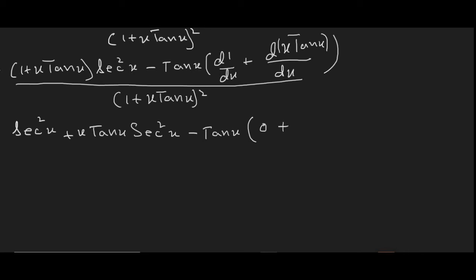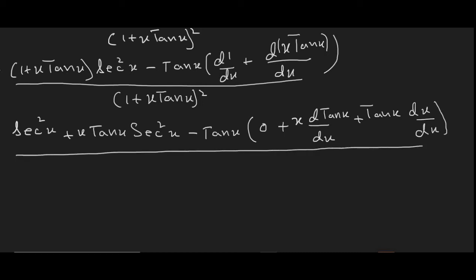plus, now we are going to apply the product rule here because x into tangent x, these are two different functions, so x will remain as it is. We take the derivative of the tangent d by dx, which is secant square x, plus tangent x as it is, and derivative of x, then whole divided by 1 plus x tangent x whole square.